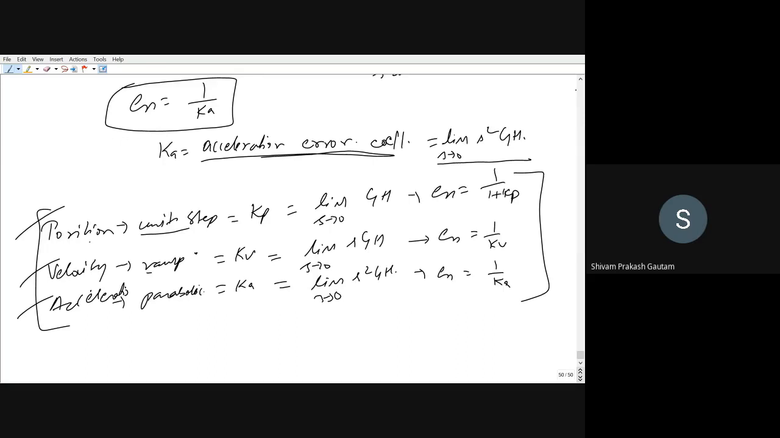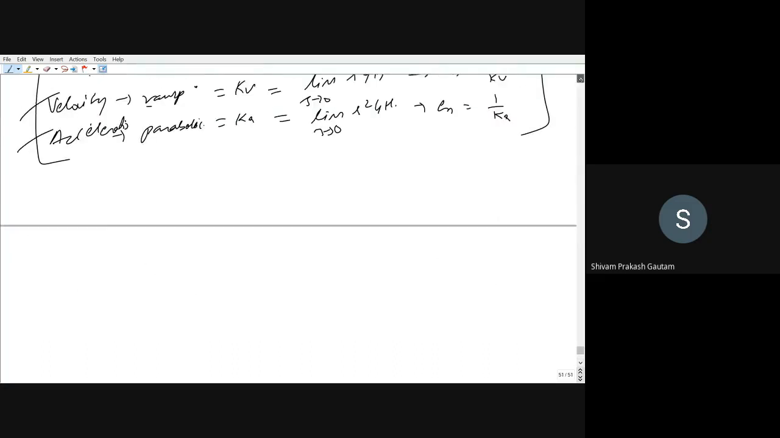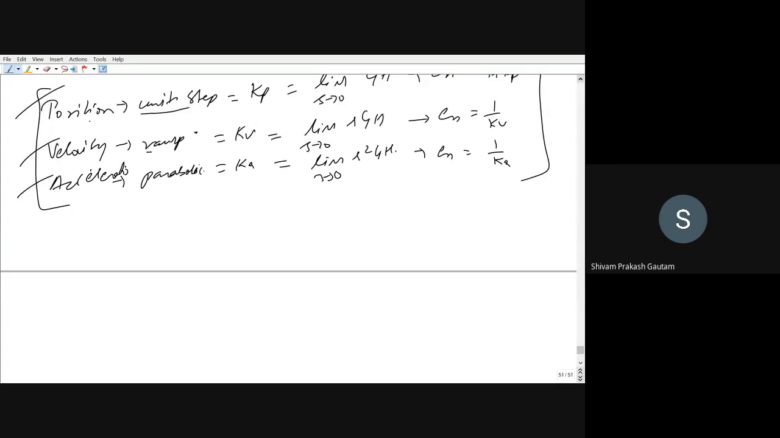Yes, sir. Okay. Now I will form one table. That table is very important. That table will be based on these three parameters only.